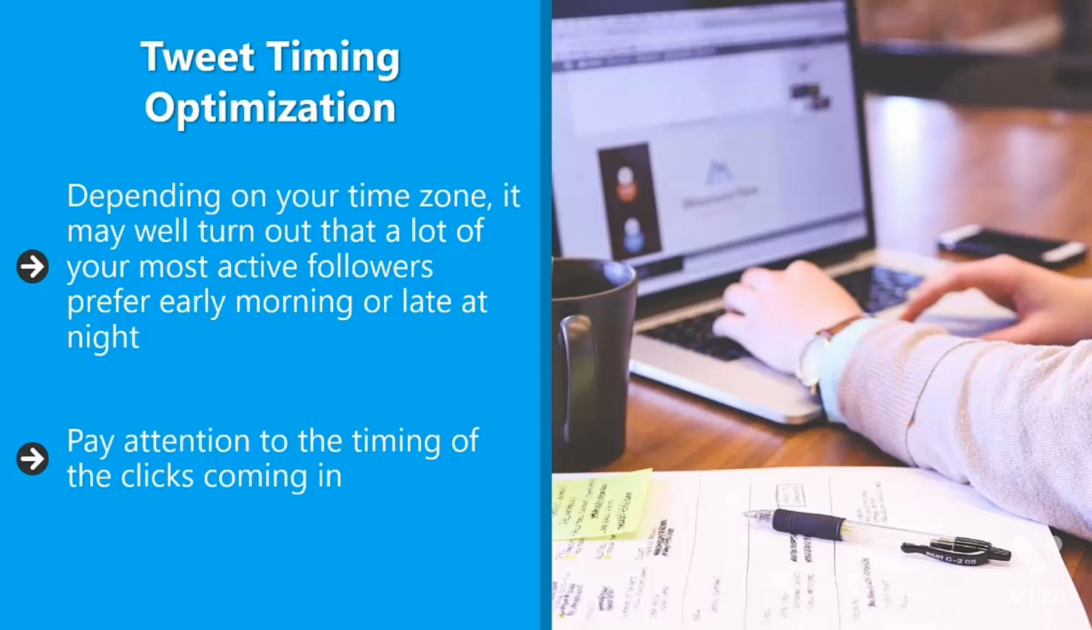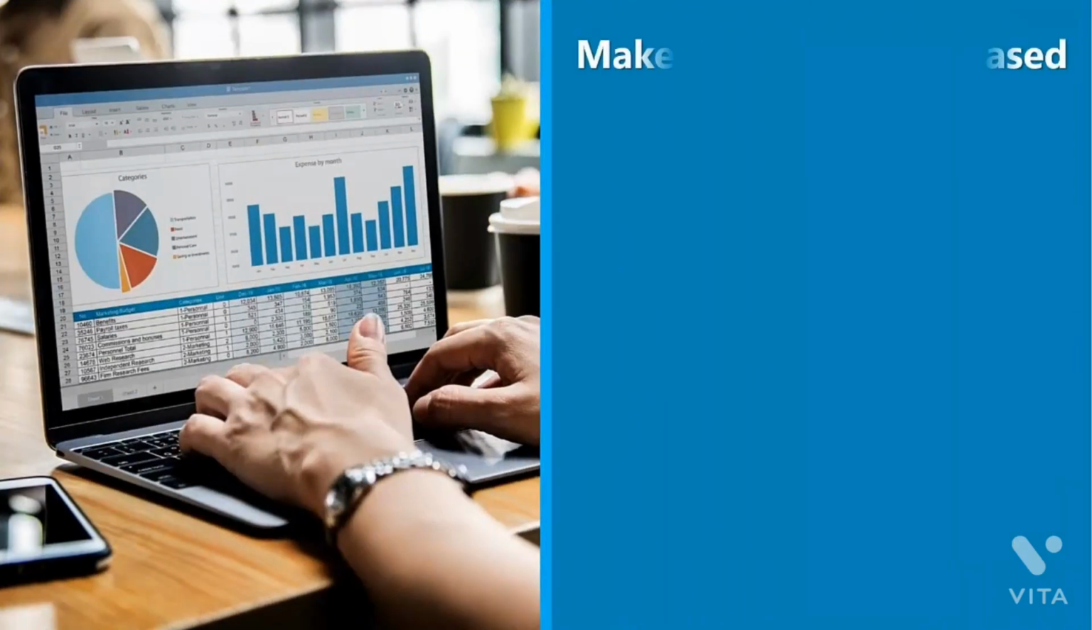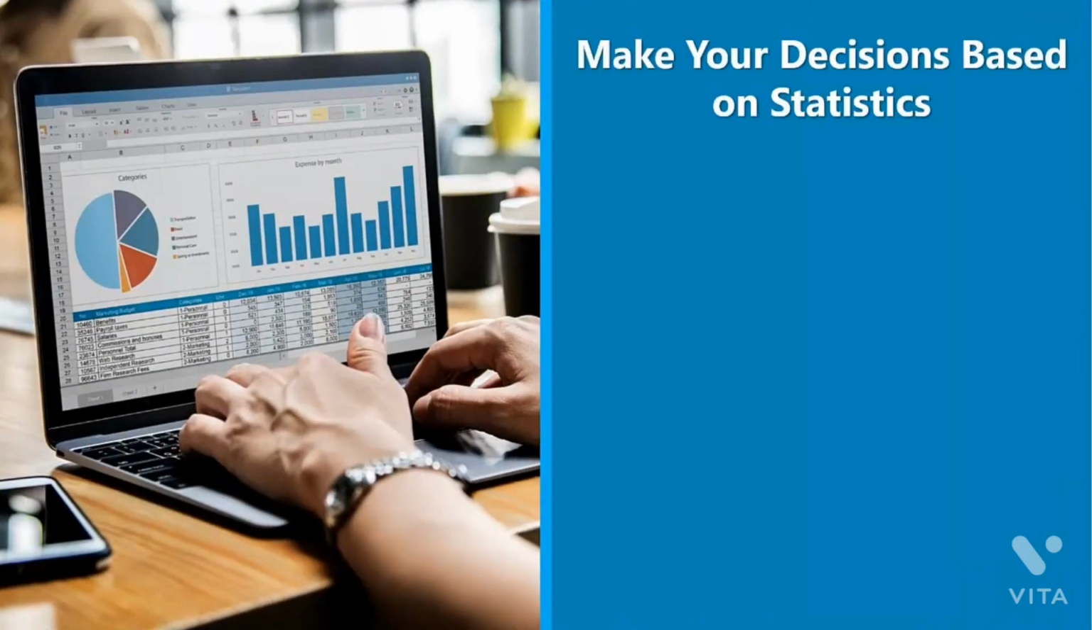You see a pattern. If you do, use your tweet scheduling software to mirror the most active times or the most popular time frame of your content. This is the time range where most people click on your links on Twitter. Make your decisions based on statistics.